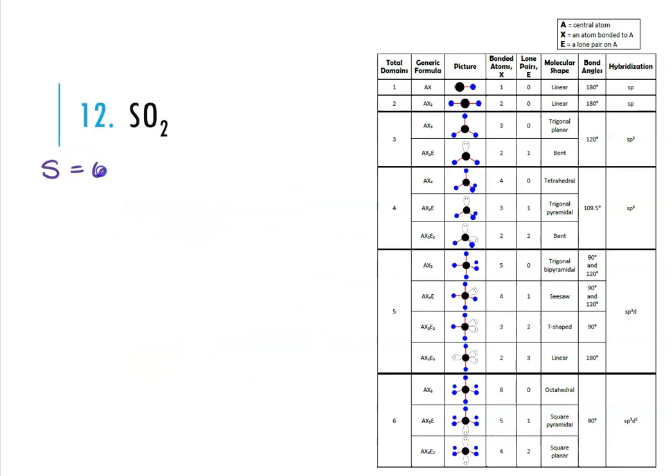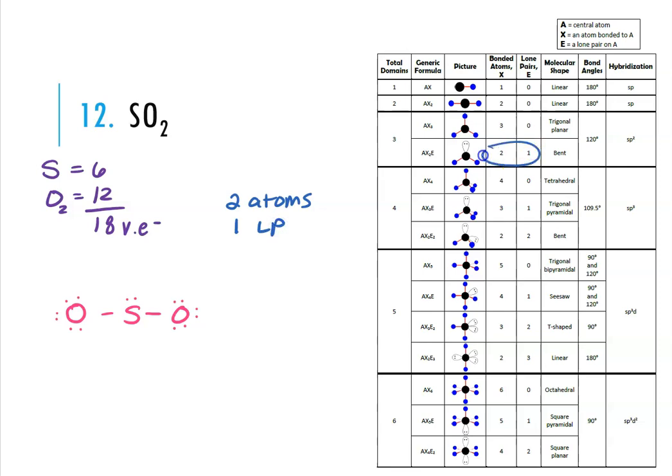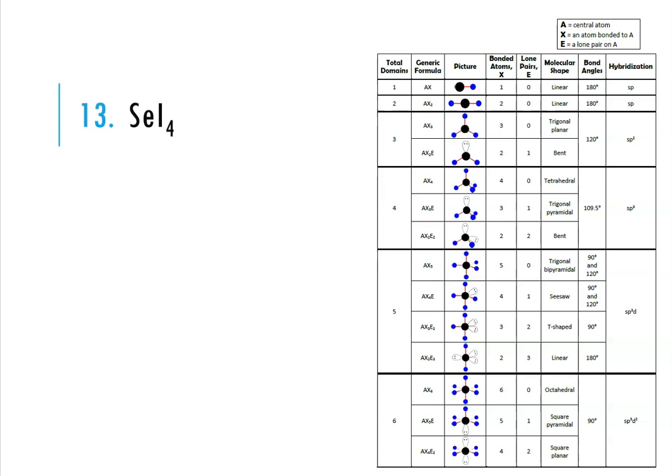SO2, S is in group 16, O is also in group 16. I have 2, so it's going to be 12, so I have a total of 18 valence electrons. Right, S, connect the O's. I have 2, 4, 5, 6, and counting up to 16. So the last one will go on the central atom. So I have 2 atoms and 1 lone pair, which means I'm looking at bent again, but this is 120 and sp2 hybridization.